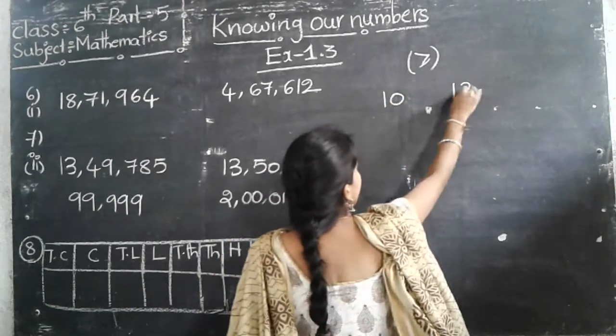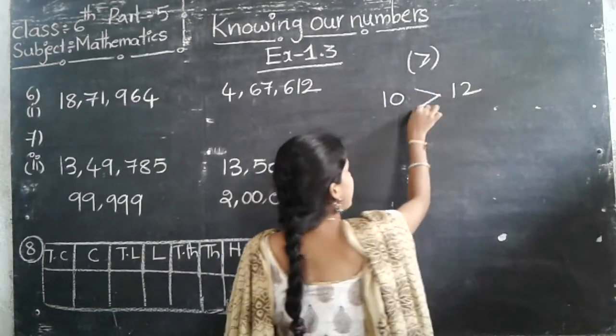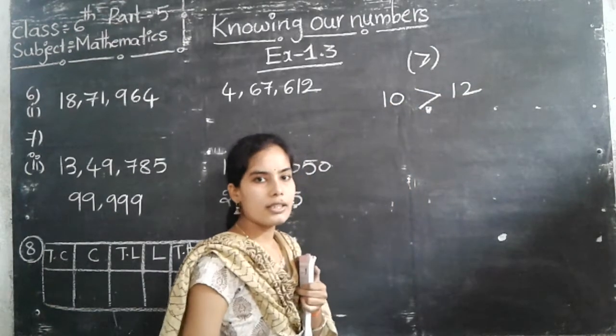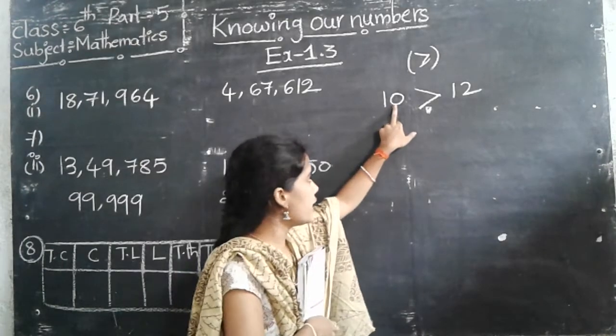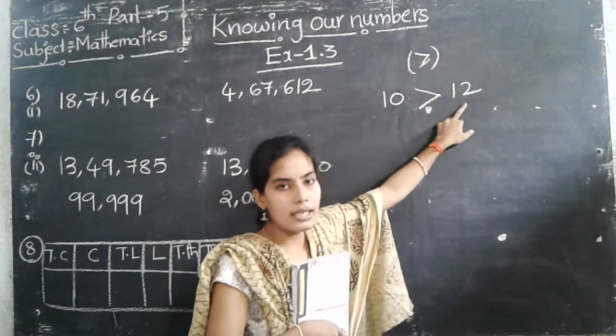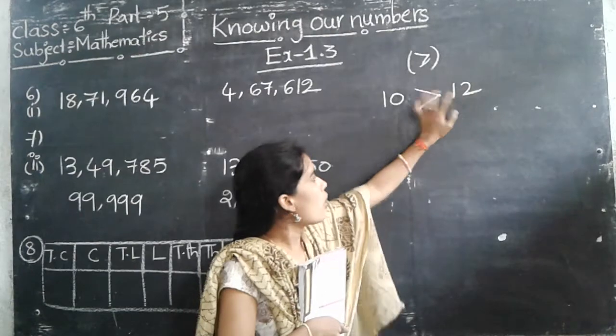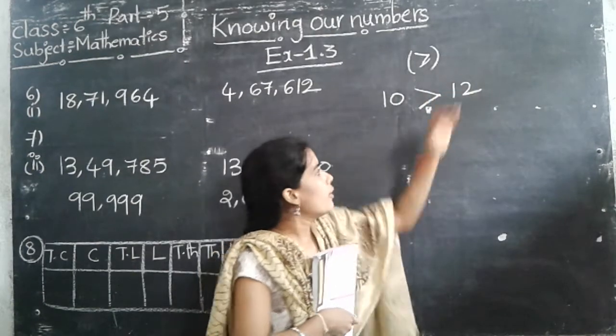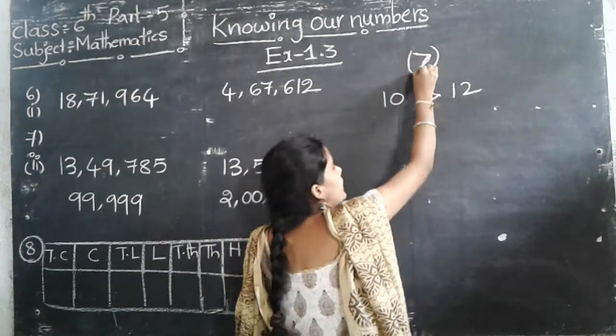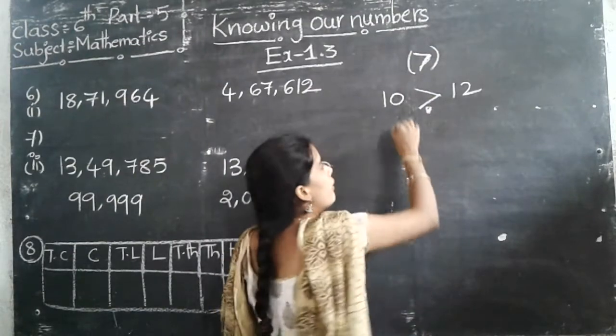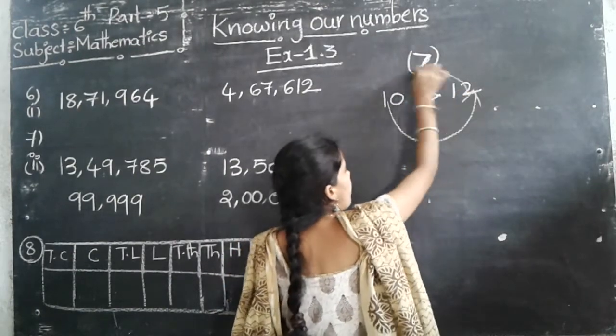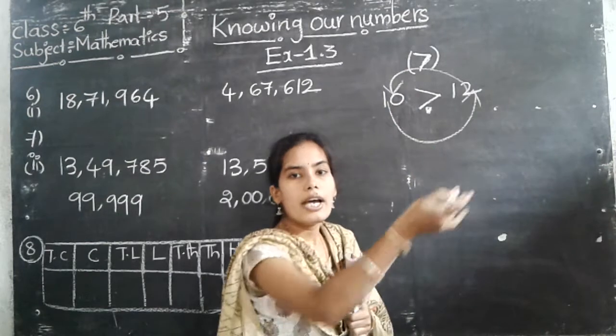But in these two numbers, if you put greater than, is it correct? It's not correct. 10 is bigger when comparing the two, so it's wrong. So what do we have to do? We want this greater than symbol. So that's why we change these numbers from right to left, left to right.